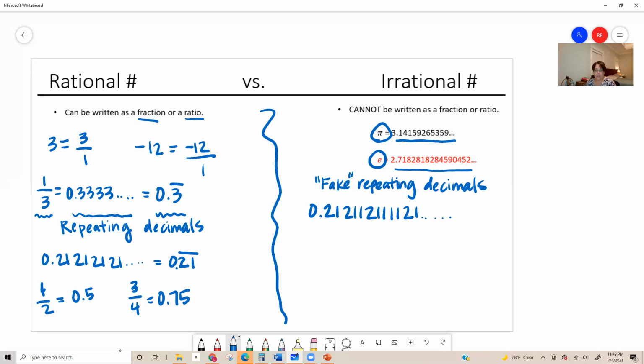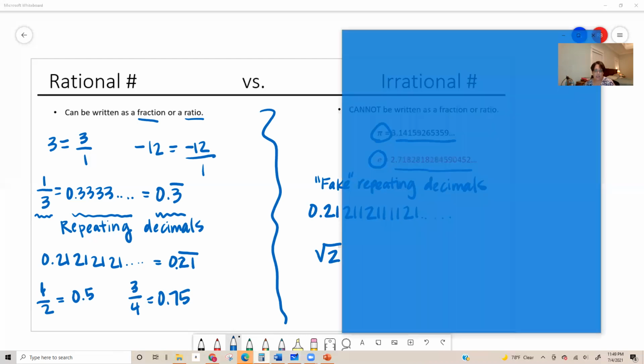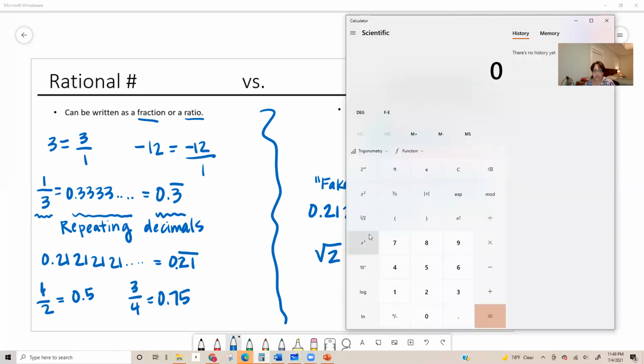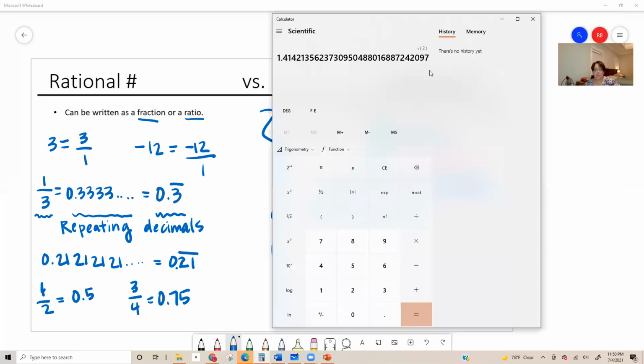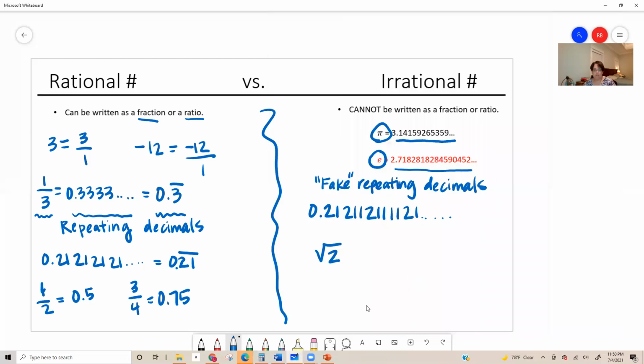The other thing is that you can have square roots of prime numbers. So the square root of 2 is an irrational number. This is how you can test it: if you get your calculator and take the square root of 2, this is the number, and you see how it goes on and on forever. So if there is no end in sight to that decimal, then it's going to be an irrational number. Okay, so hopefully you've got rational versus irrational.